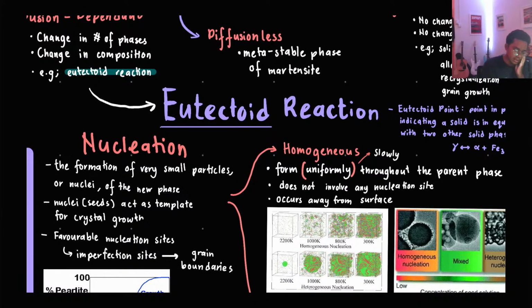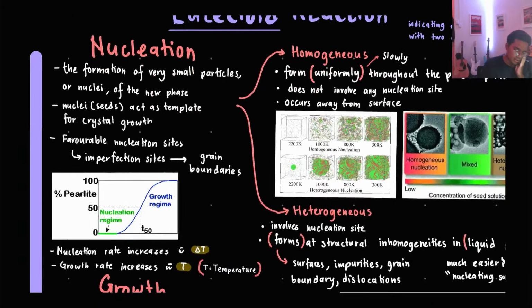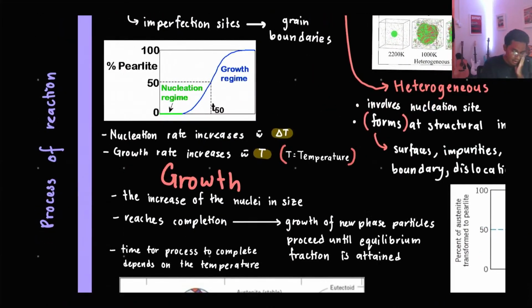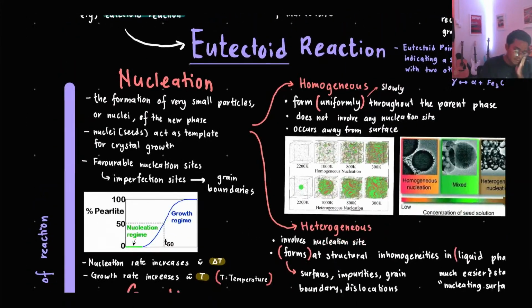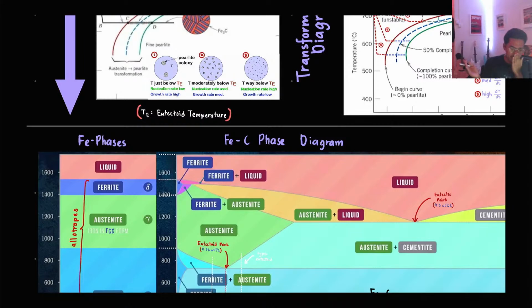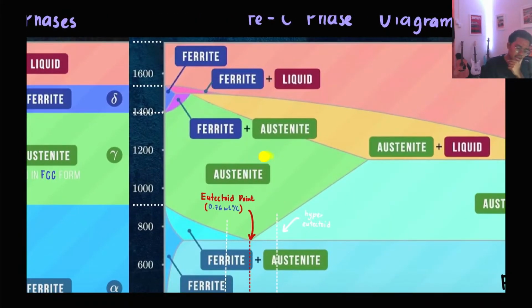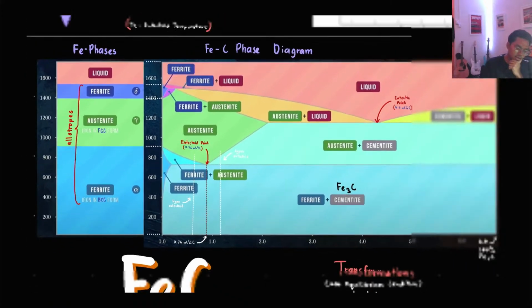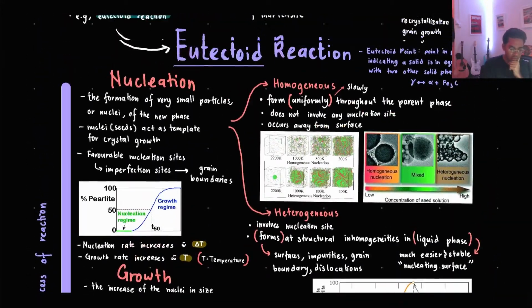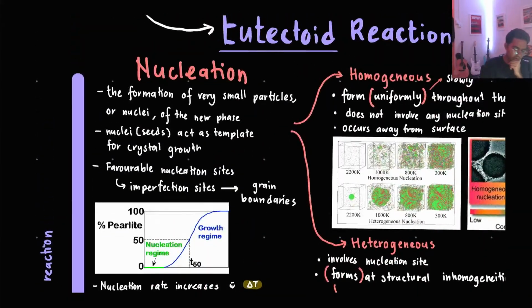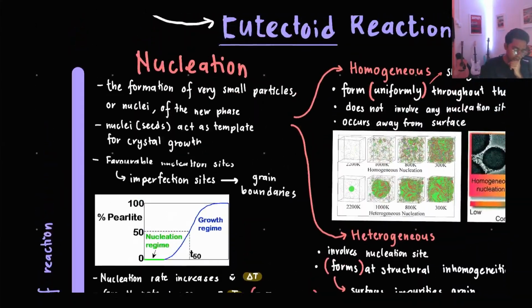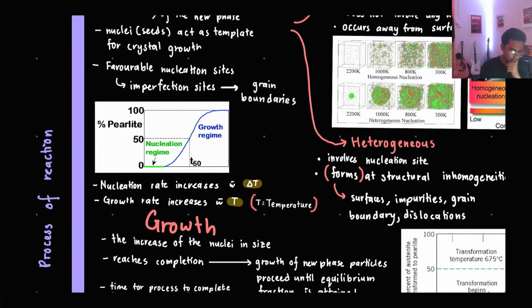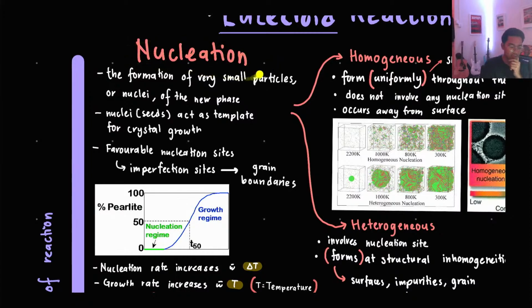So now we will be talking about the eutectoid reaction. First, there is the process of reaction. How do you start this process? By starting at austenite. We will be starting from austenite and we will work our way down to ferrite and cementite. So that is the process. What are the steps, or the phases, of the reaction? We start with nucleation.